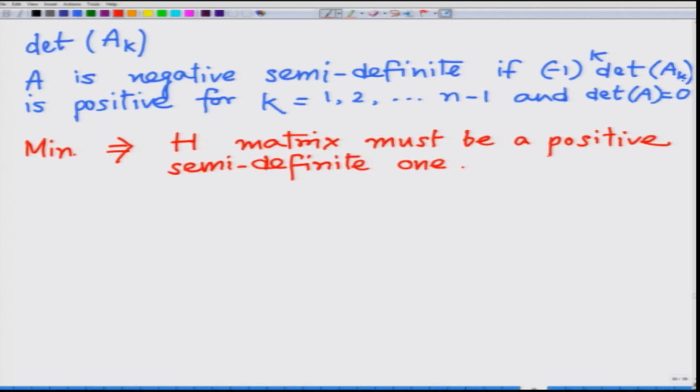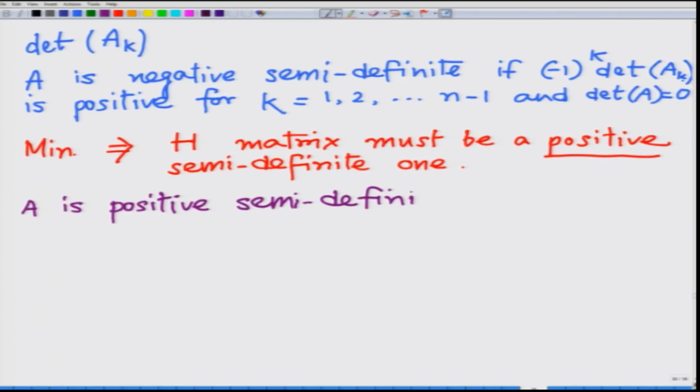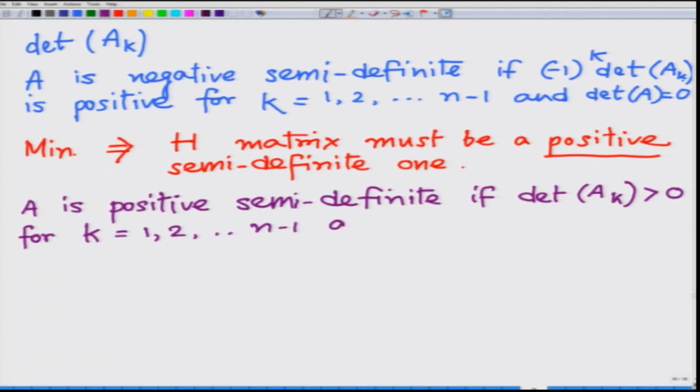What do I mean by positive semi definite? Let us stick to that same definition of A, and then A is positive semi definite if determinant A_k is positive for k equal to 1, 2 up to n minus 1, and determinant A should be equal to 0.